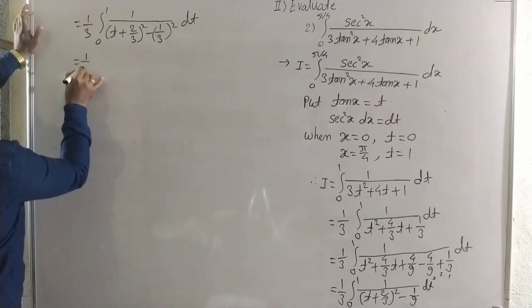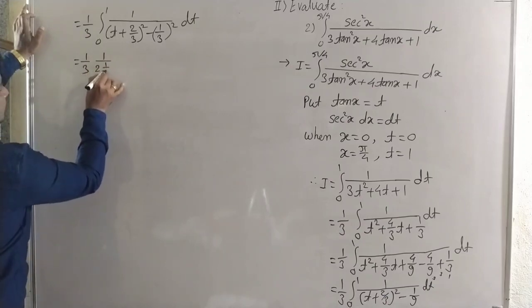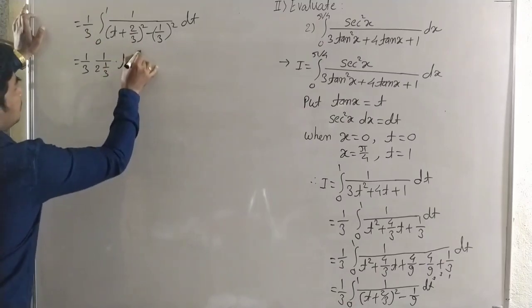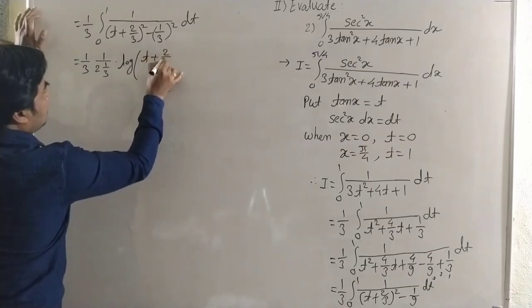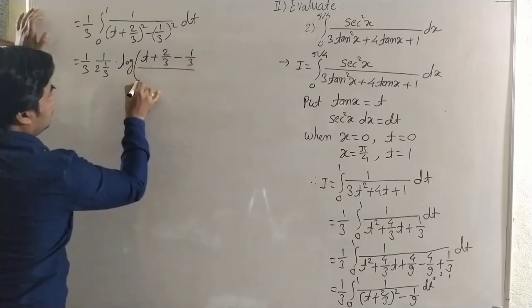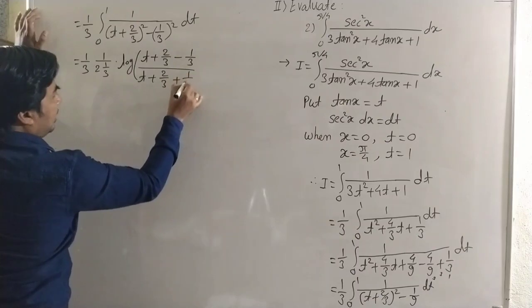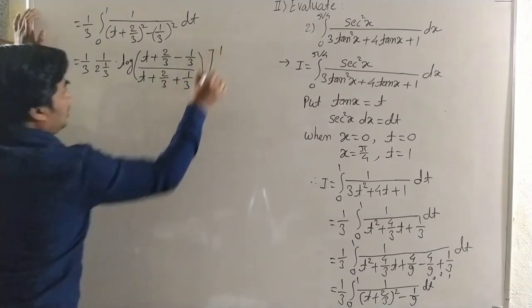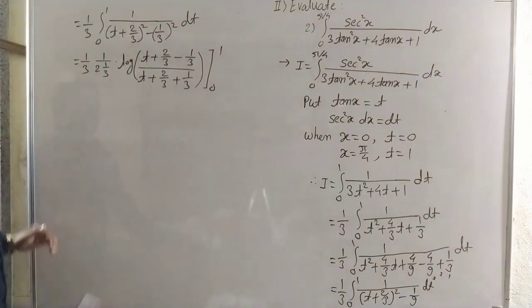Here 1 by 3 as it is, then 1 by 2a, 1 by 2 into 1 by 3, 2a is a, log of x minus a upon x plus a, it is a formula, and here the limit is 0 to 1. See carefully, it is an integral, and the limit is 0 to 1. Now we calculate this.